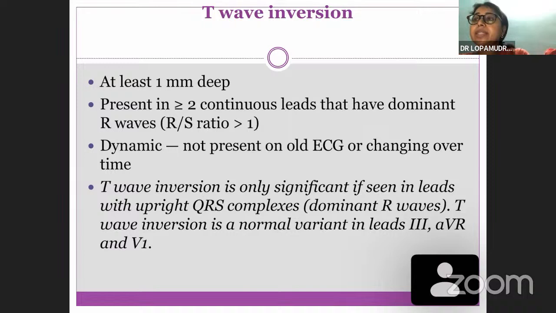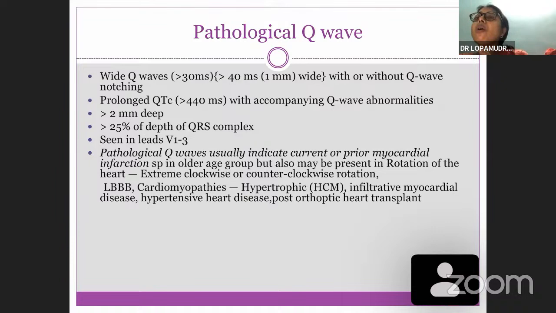Pathological Q waves. All Q waves are not pathological. Pathological Q waves are those which are traditionally told as more than 1 millimeter or 40 milliseconds wide.